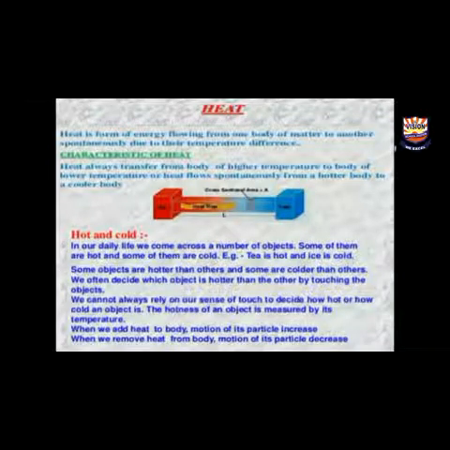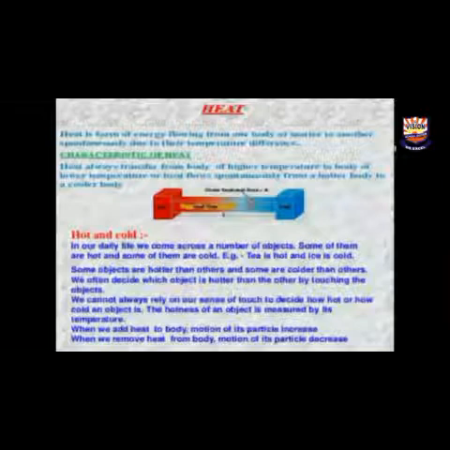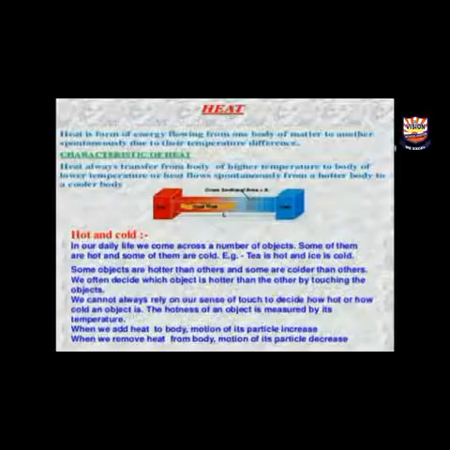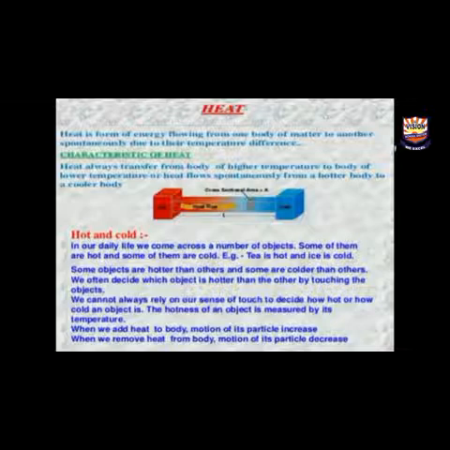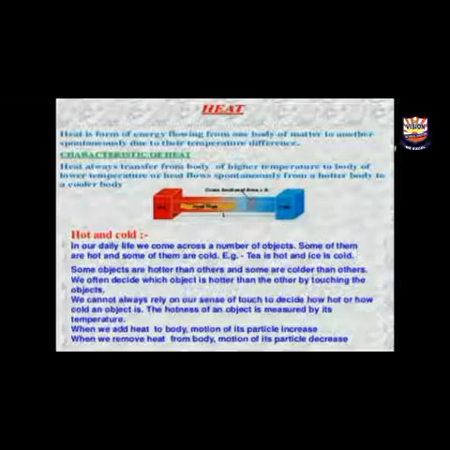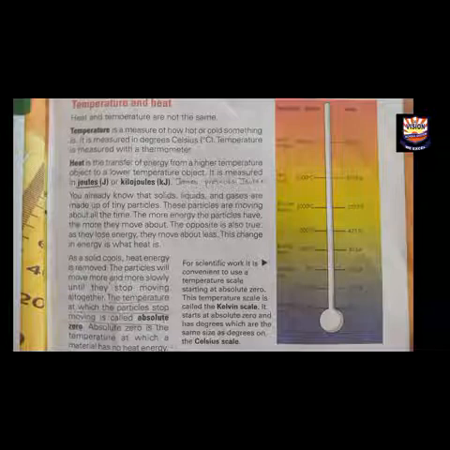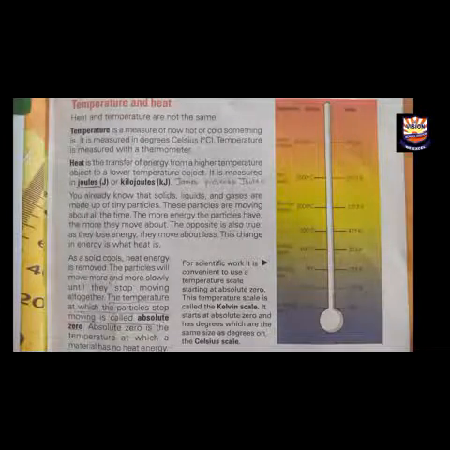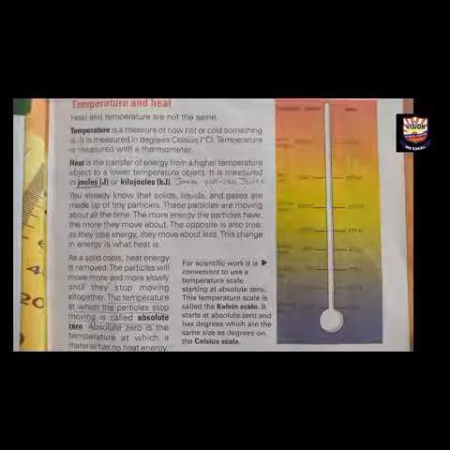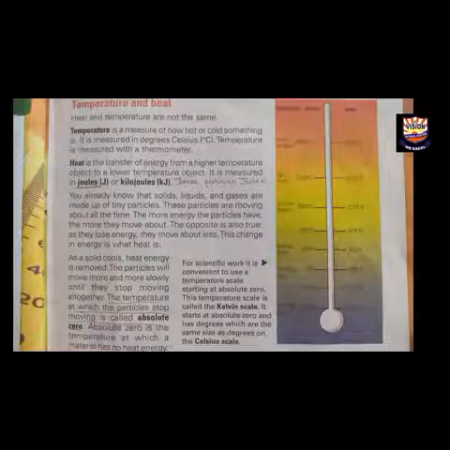We often decide which object is hotter than the other by touching the objects. We cannot always rely on our sense of touch to decide how hot or how cold an object is. The hotness of an object is measured by its temperature. When we add heat to a body, the motion of its particles increases, and when we remove heat, the motion of its particles decreases.